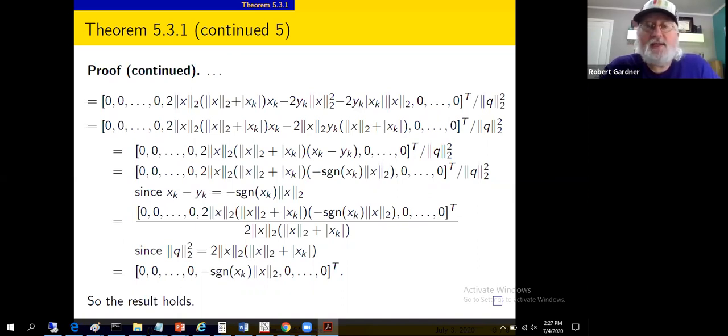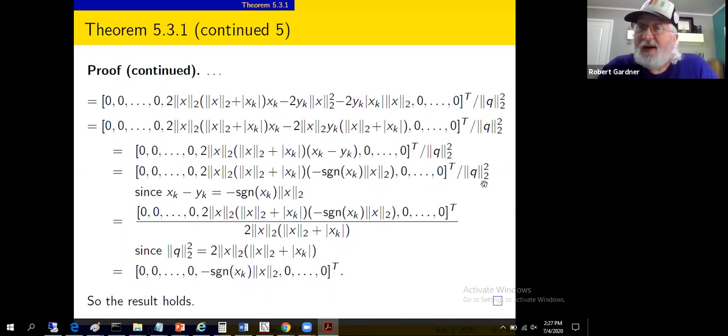Next, these in turn have some stuff in common. They've got 2 norm of x times this summation. This one also has a factor of x sub k. This one also has a factor of minus y sub k. So factor that 2 norm of x times norm of x plus absolute value of x sub k. Factor that out, you're left with an x sub k minus y sub k. And we had upstairs that x sub k minus y sub k was negative sign x sub k times the norm of x. That we've used recently. So we can replace the x sub k minus y sub k with that quantity there.